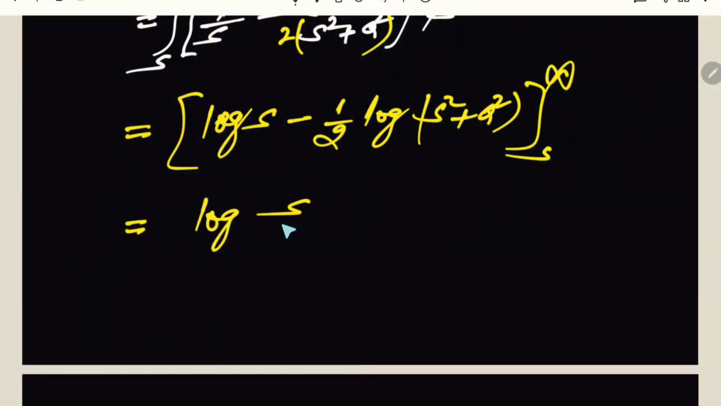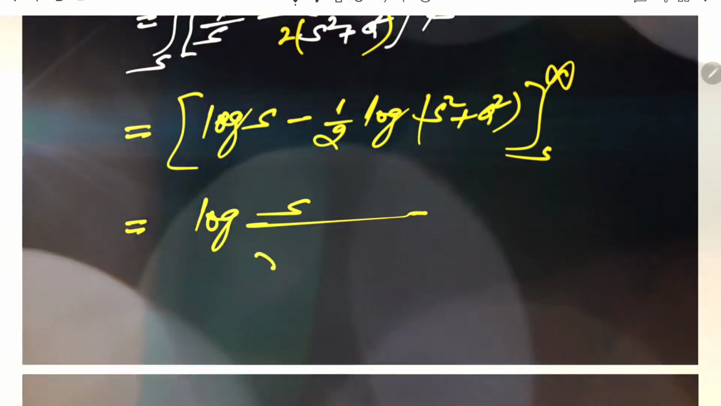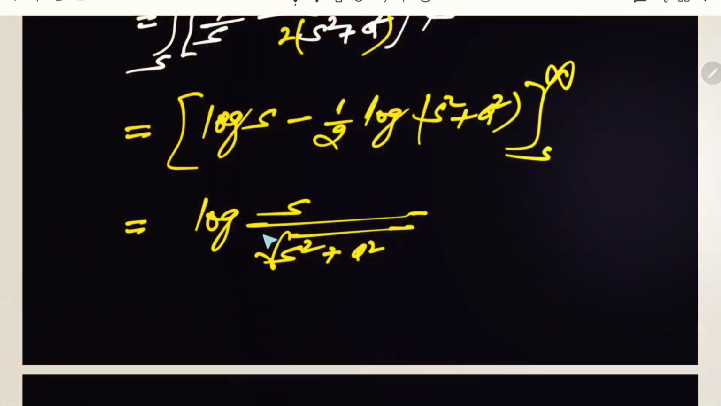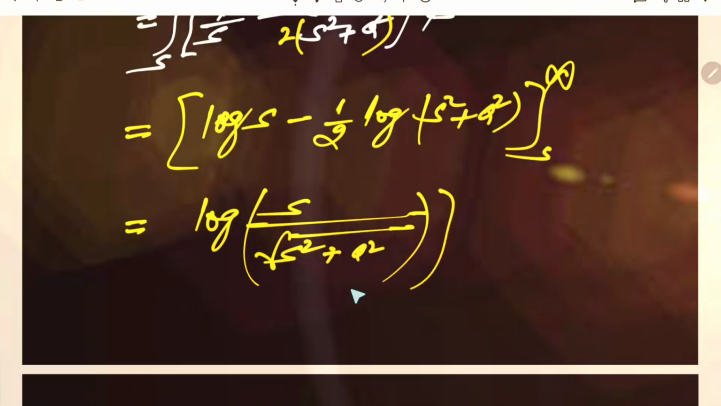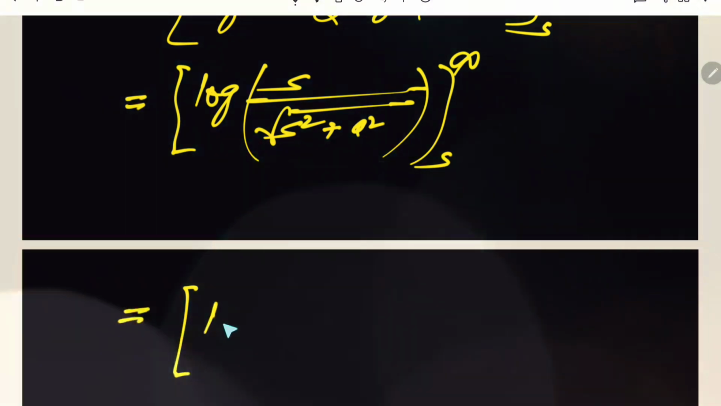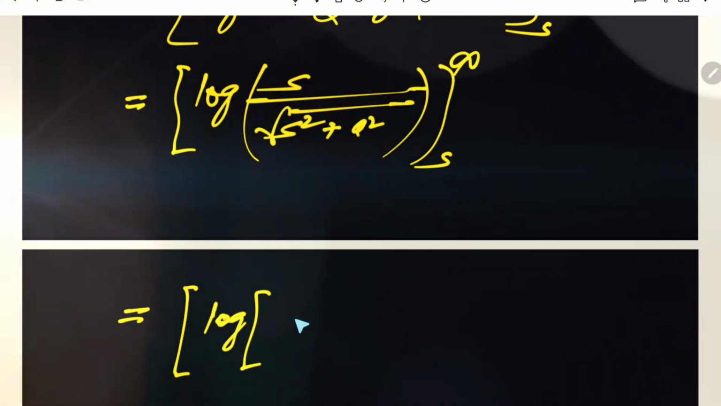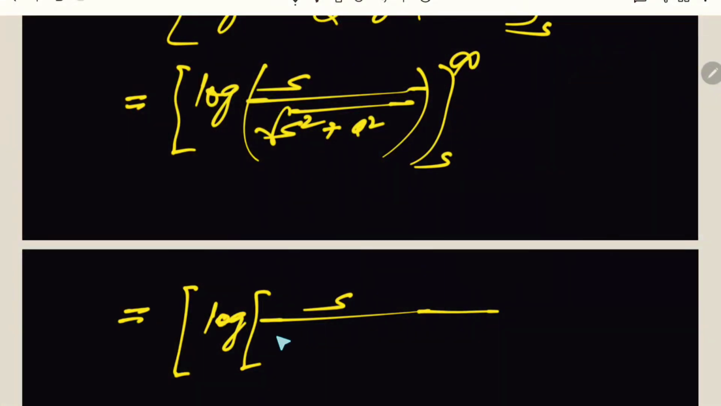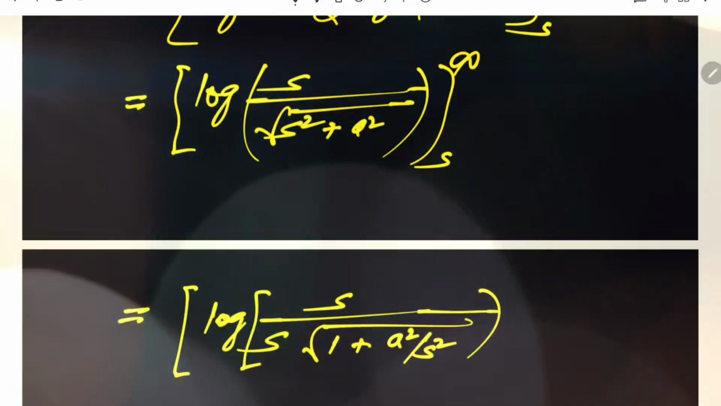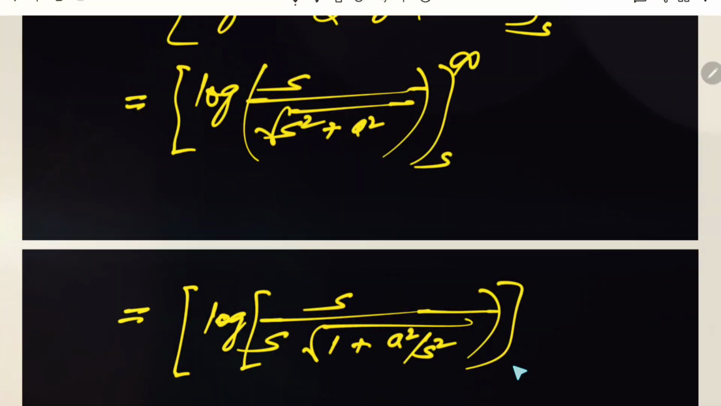Log a minus log b is log a by b, therefore it becomes log of s upon, 1 by 2 we take as a power, therefore it becomes square root of s square plus a square, as per the laws of logarithm. m log n is nothing but log n raised to m. Limit from s to infinity. Again, further simplification, taking s common from the denominator by taking s square outside the square root sign, it becomes s only. Remaining terms are 1 plus a square by s square. Bracket close. The s's get cancelled, and limit from s to infinity.